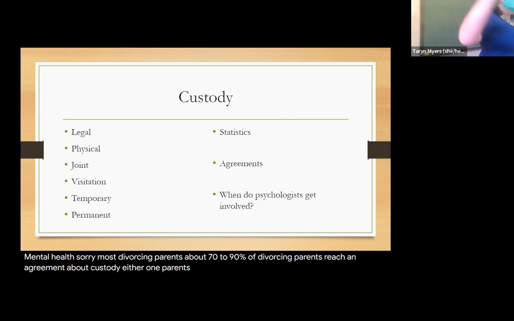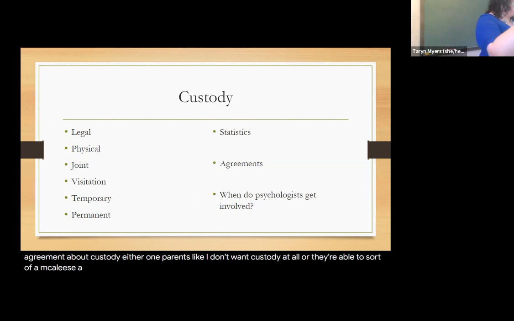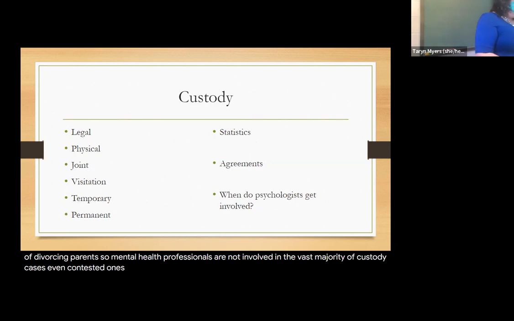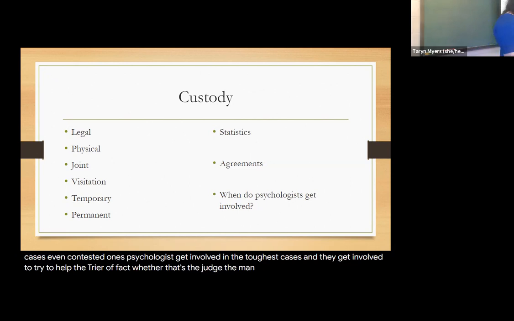Either one parent's like, I don't want custody at all, or they're able to sort of amicably say, we'll split custody, here's the schedule we're going to use. So that's 70 to 90% of divorcing parents. So mental health professionals are not involved in the vast majority of custody cases, even contested ones. Psychologists get involved in the toughest cases. And they get involved to try to help the trier of fact, whether that's the judge, the magistrate, the referee, make those tough decisions.